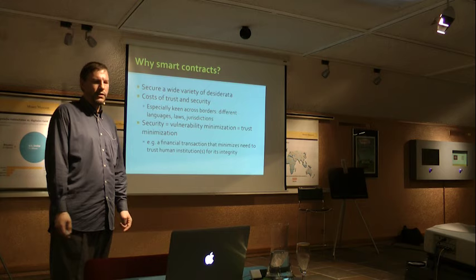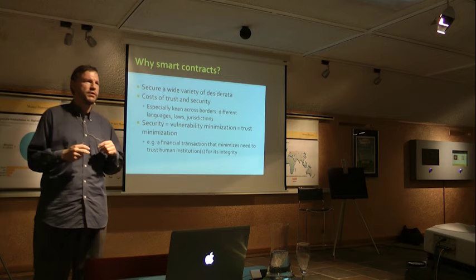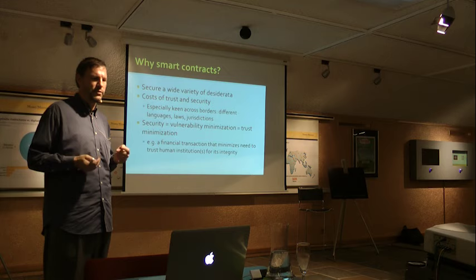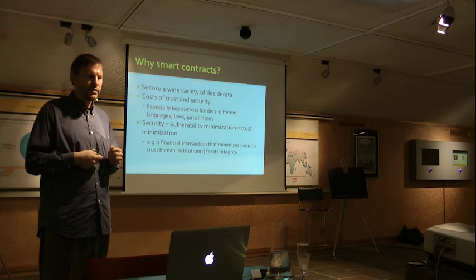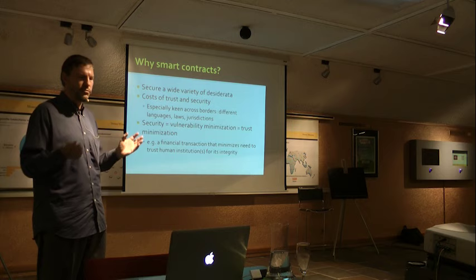So we want to secure a wide variety of desiderata. Traditionally, when we think of security, we think of securing one thing. We're going to put a lock on our door to prevent people from coming in. That's one thing we're preventing. We're going to encrypt our messages to prevent people from reading them. That's really only one thing that we're preventing. With smart contracts, you can secure a really wide variety of things that you can define in computer programs.